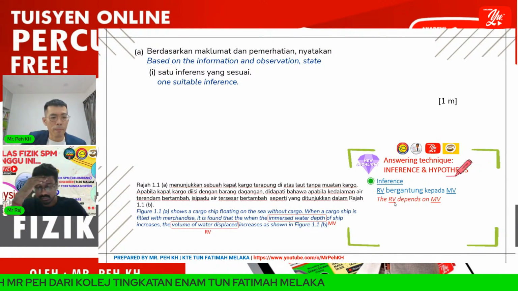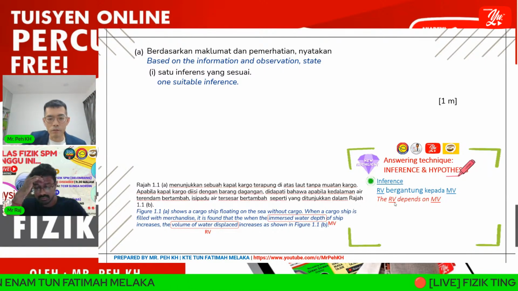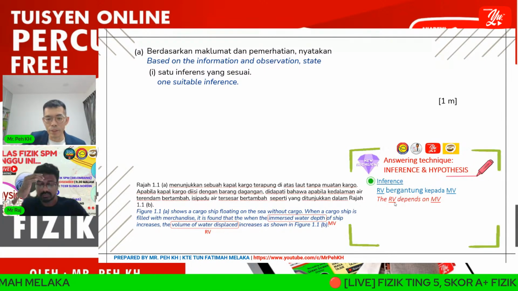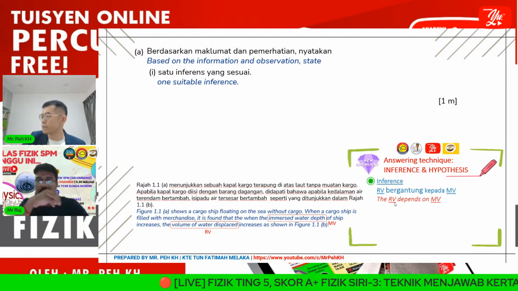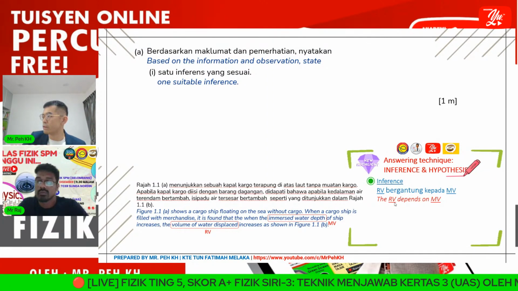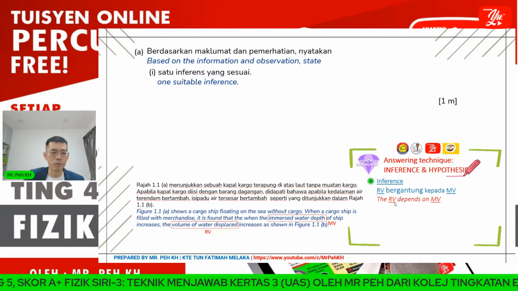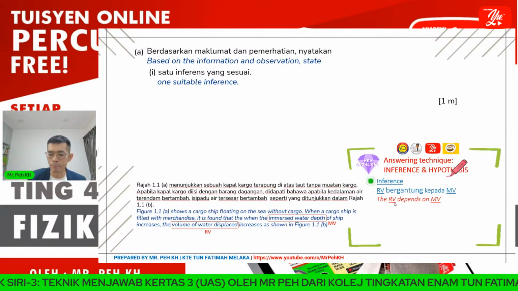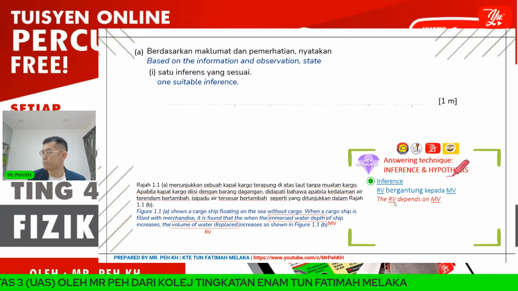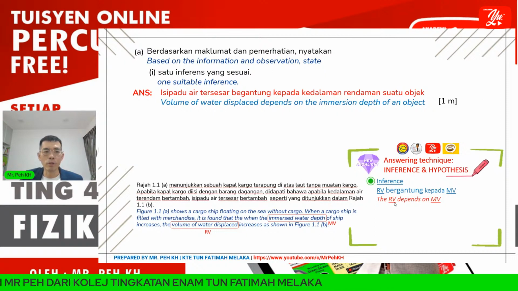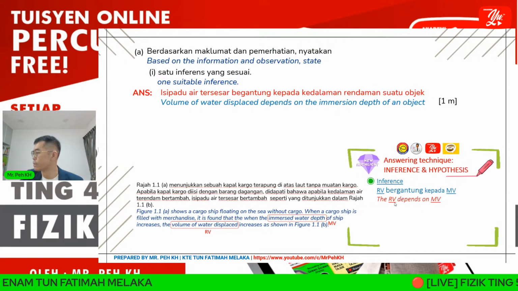Okay, so here the question already gives us the MV, which will be the immersed water depth, and then the other one will be the volume of water displaced. So you just follow what we discussed just now. Here, the volume of water displaced depends on the immersion depth of the object.